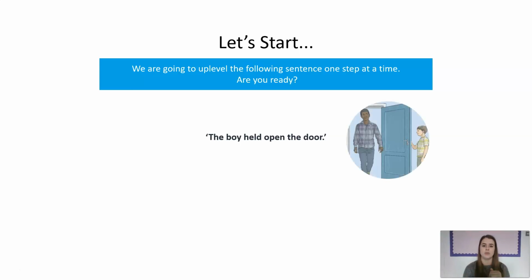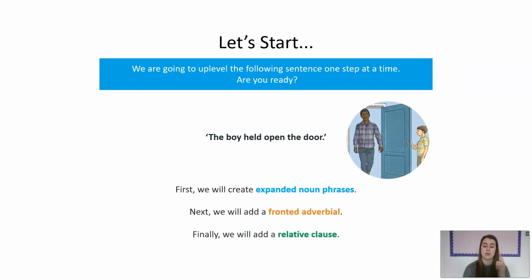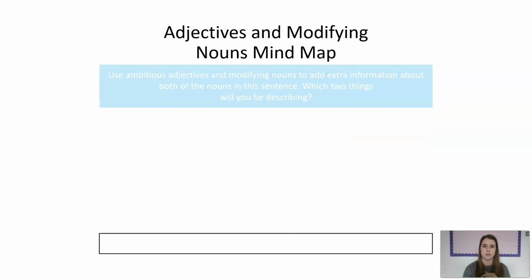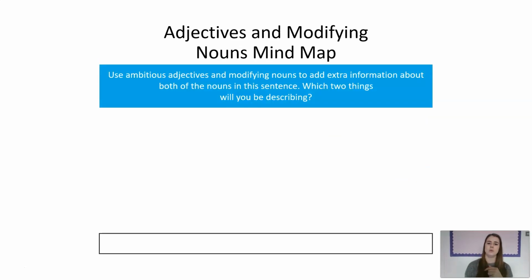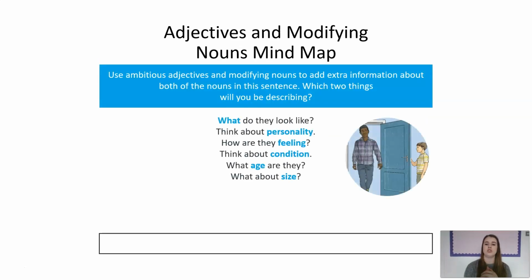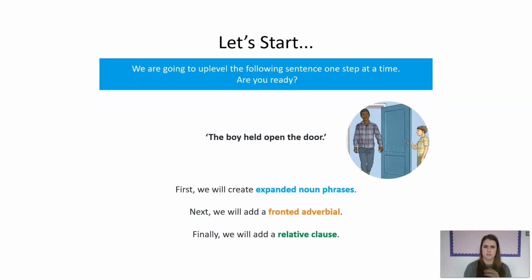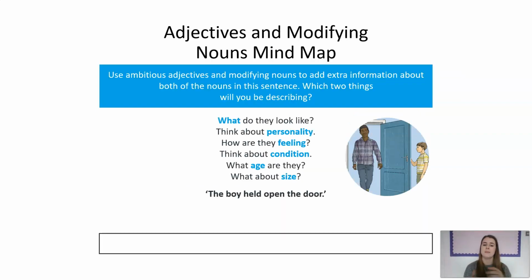So the boy held open the door, okay. What I want you to do first, I want you to create some expanded noun phrases, then we're going to add a fronted adverbial, and then we're going to add a relative clause as we go along, okay. So the first thing I want you to do is think about which 2 things you'd be describing, okay. So we've got the boy held open the door, so we're going to be describing the boy and the door, okay. So, I knew the sentence was going to come up.